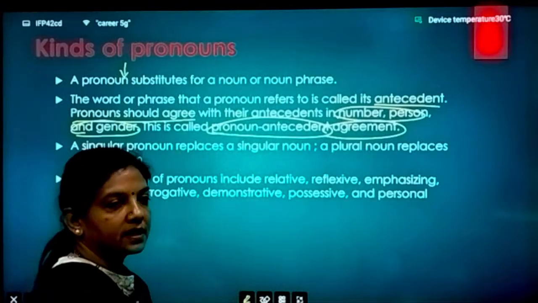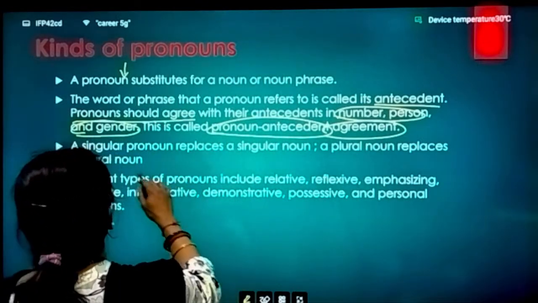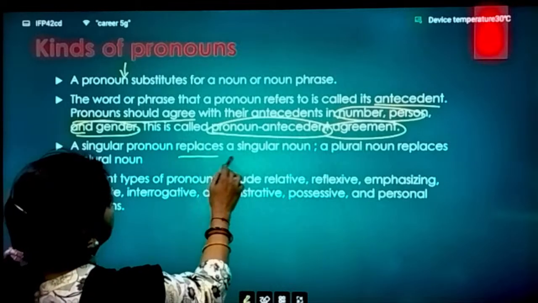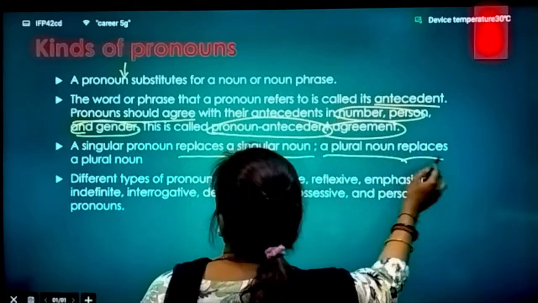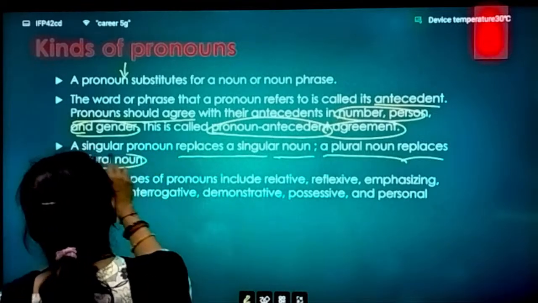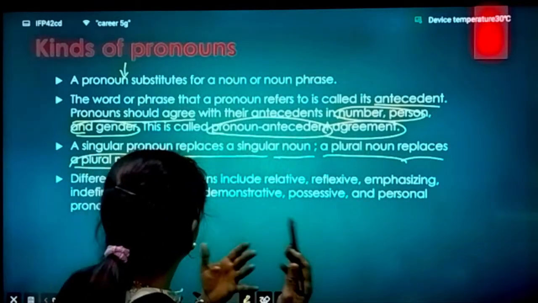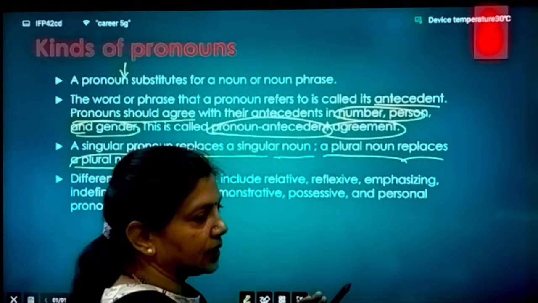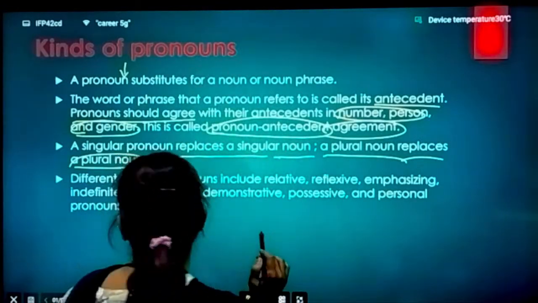Okay. Next comes the singular pronoun. So let's do it with a singular pronoun. A singular pronoun replaces a singular noun, and a plural pronoun replaces a plural noun itself. The singular noun replaces the singular noun itself, and the plural noun replaces the plural noun itself.